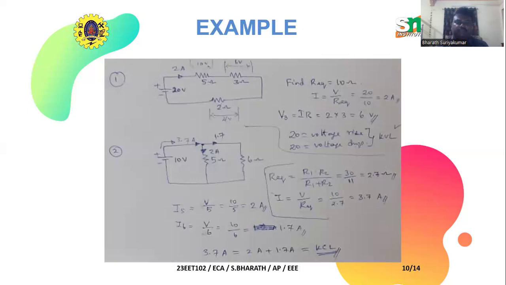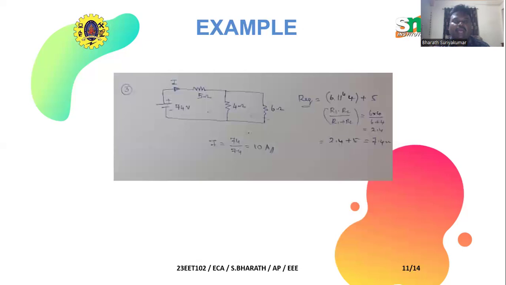As per Kirchhoff's current law, the sum of the currents entering the circuit, divided on both sides, equals the sum of the currents leaving the circuit. As a total, R equivalent, with both resistors in parallel, is R1 R2 divided by R1 plus R2. So 30 divided by 11 gives 2.7. So 10 by 2.7 is equal to 3.7. On both sides, we have confirmed that 3.7 is the value. So Kirchhoff's current law is verified using the above circuit.